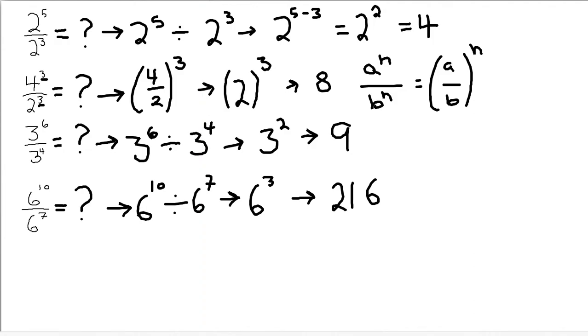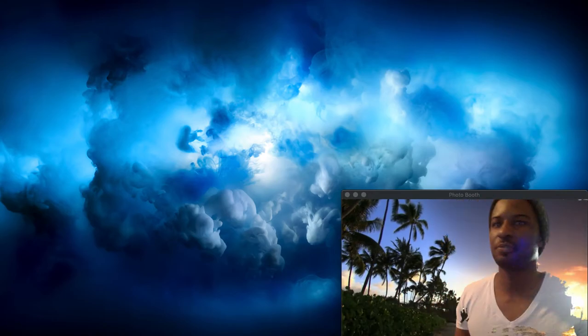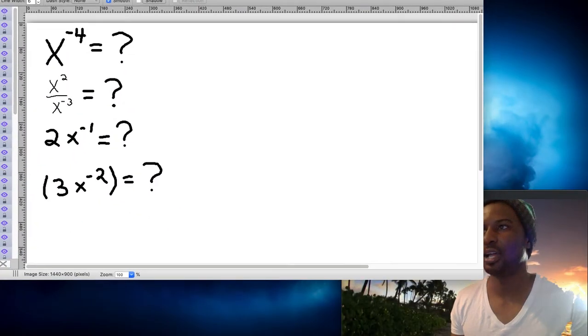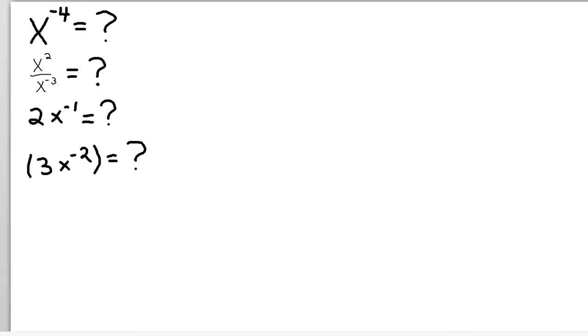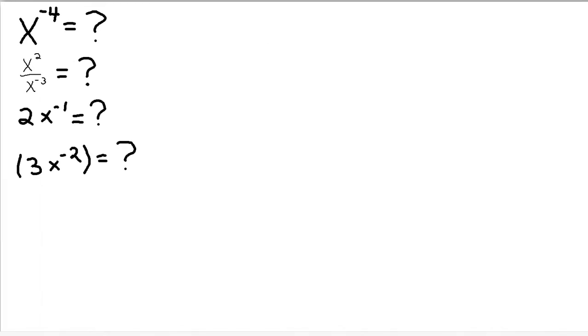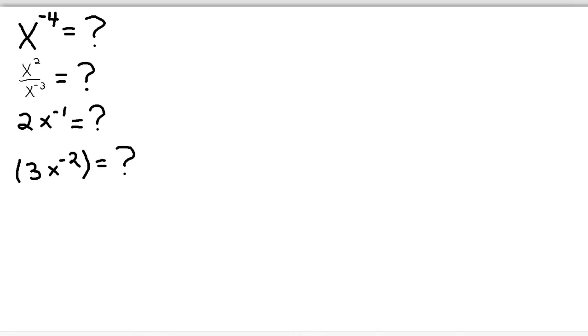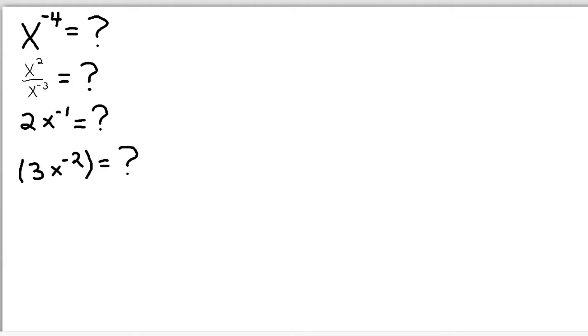The next rule I wanted to cover in this video, let's see, I want to do the negative exponents rule. Just slide this over here. All right. So the first example we have is x taken to the negative 4th. What does that equal to?